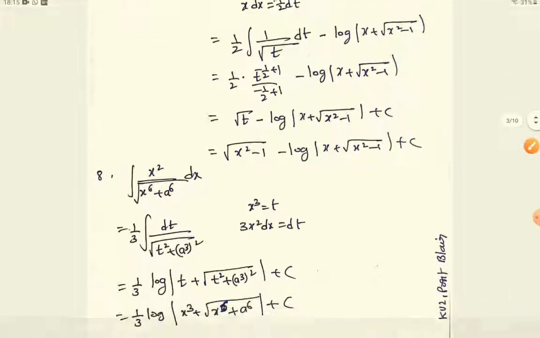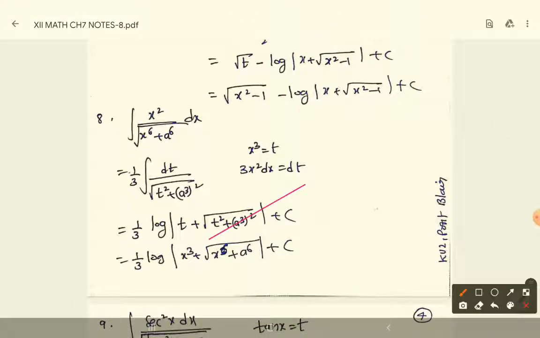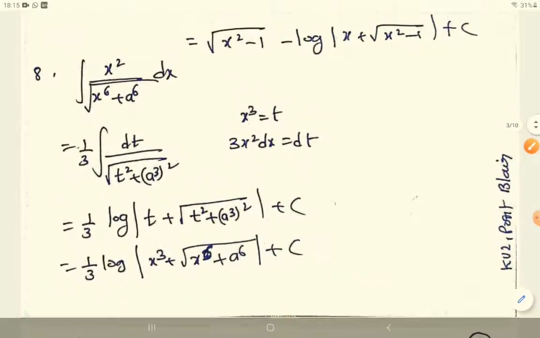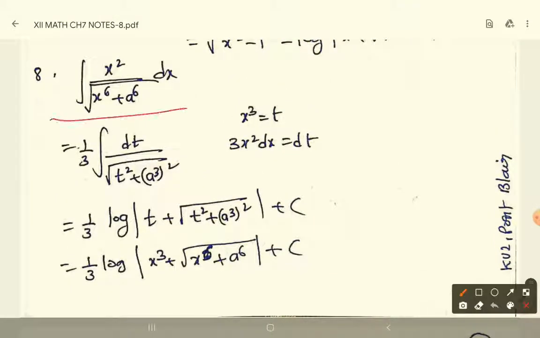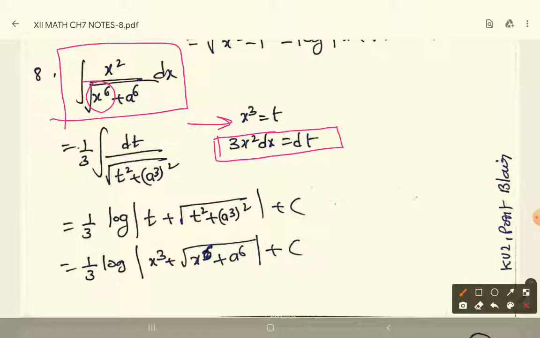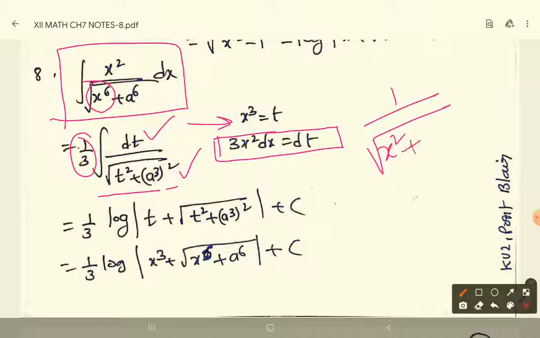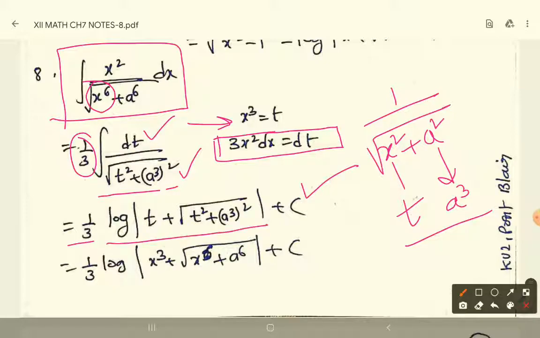Next question, 8th question, it is integration of x square by root over x power 6 plus a power 6 into dx. So here also same, x power 6 is there, so the reason x cube is equal to t, 3x square dx is equal to dt. So 1 by 3 dt into t square root over t square plus a cube whole square I can write. So the formula can be used: 1 by root over x square plus a square formula. Instead of x, t is there. Instead of a, a cube is there. So I apply the formula and just do it: 1 by 3 log mod t plus root over t square plus a cube whole square, plus c.